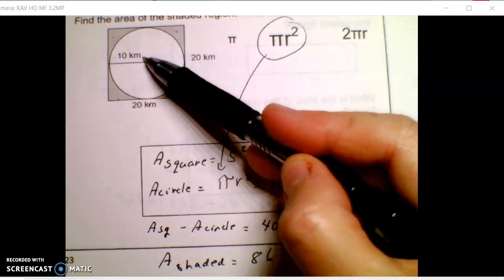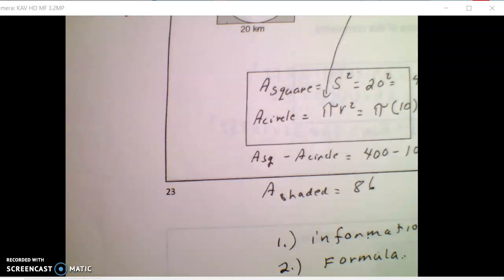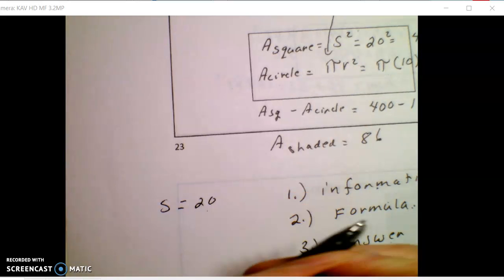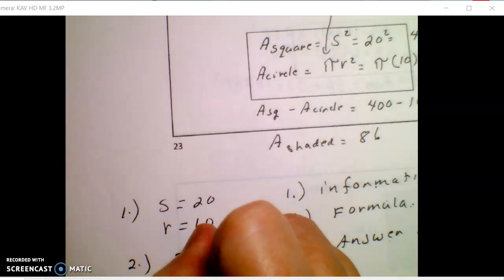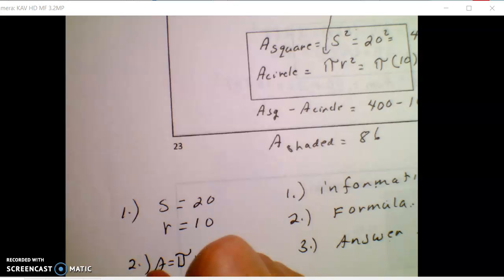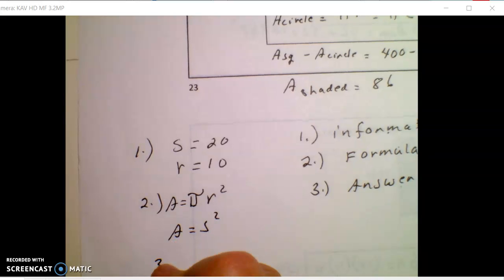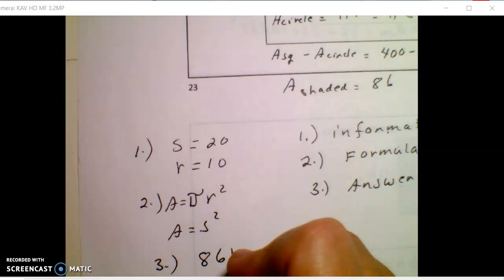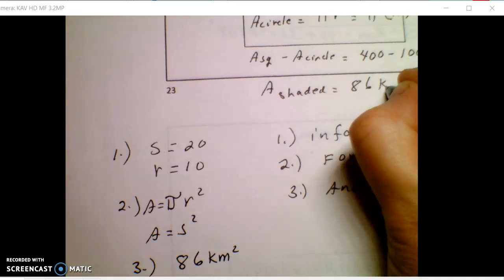Information you're going to give me, side of the square. The radius, you're going to need that. So let's practice what this would look like. So let's put it right beside it so you can see it. So the information here would be side is 20. You need the radius, which is 10. That's the information we need. Number two, for formulas, we needed pi r squared is equal to area, and we also needed side squared. That's second formula. And then the third thing you're giving me is the answer, and the answer was 86 kilometers squared, which I should have written that up here, and let me put that in, kilometers squared.